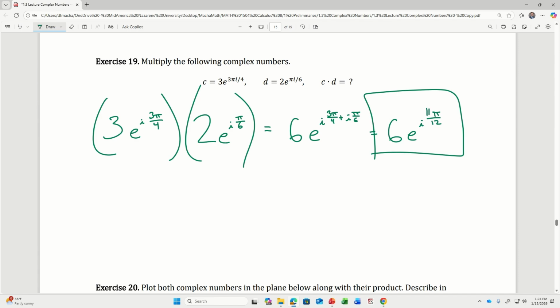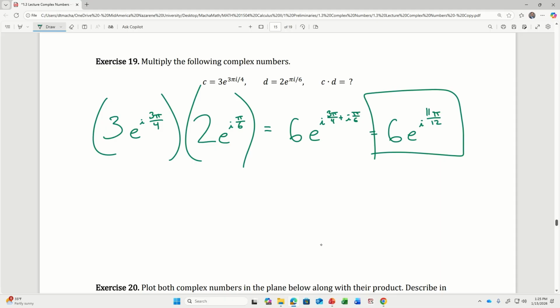Again, in the interest of time, I'm going to skip exercise 20 where you're plotting, but think about this for a moment. What I did is I multiplied their absolute values to get the new absolute value, and then I added the arguments together. So the vector is going to get its new length by multiplying the old vector lengths. But what happens to the direction of the vector? I'm going to add the two arguments together. So multiplying one complex number by another is going to rotate it by however much angle you had in the second complex number.